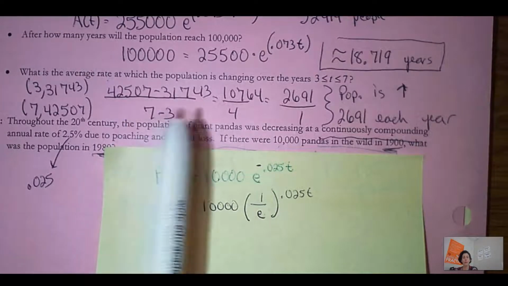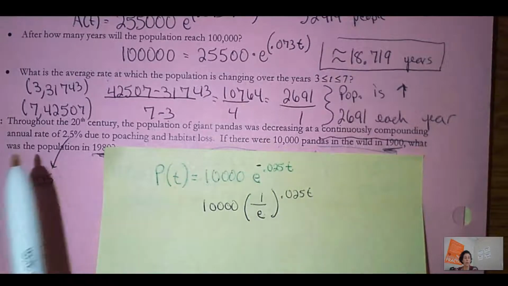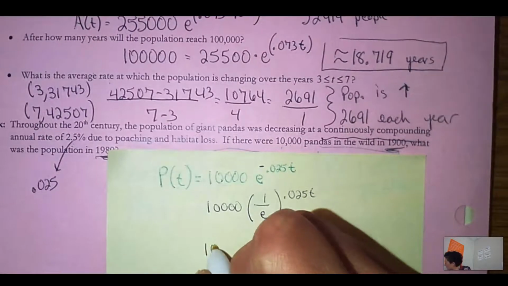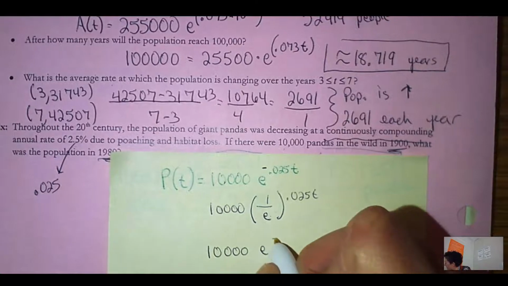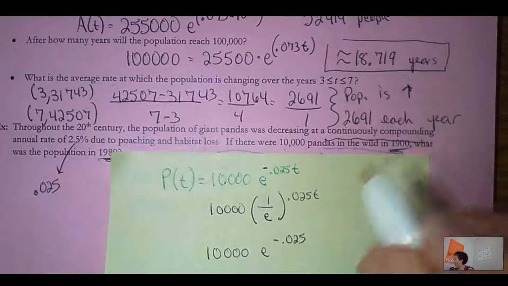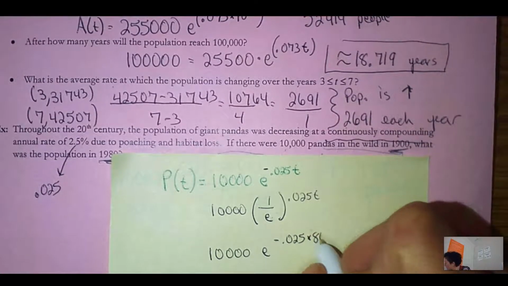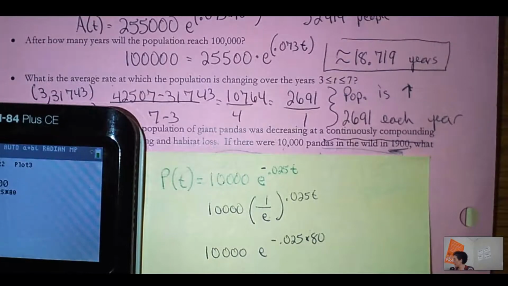So what we want to do, if there were 10,000 pandas in the world in 1900, what was the population in 1980? So what I'm going to do is just take my equation, and from 1900 to 1980, that's 80 years that has passed. So there's a little time sign. And now I can just go to the calculator, type this in.